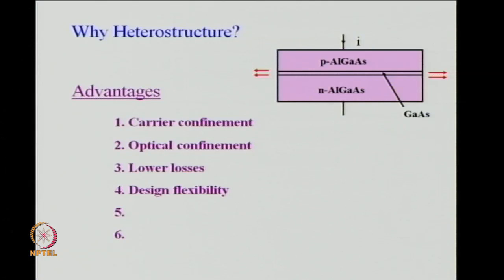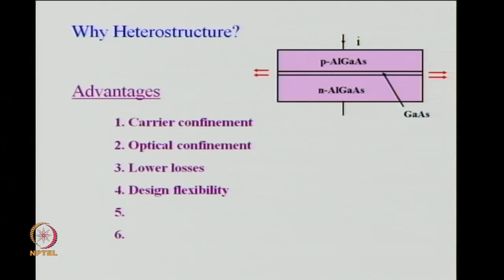So why heterostructure? Some amount we have discussed. The advantages are carrier confinement, optical confinement, lower losses, design flexibility. I have written 5 and 6, just left a gap, because there are many more advantages. So if you are interested, you can find out. But the first three are the basic advantages, the most important advantages.